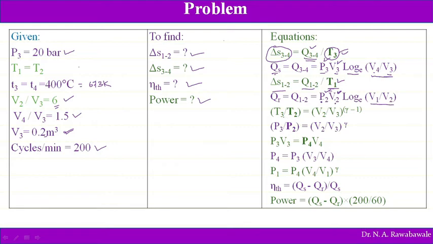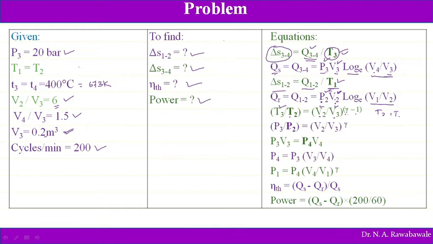From the PVT relations, T3 divided by T2 is equal to V2 divided by V3 to the power of gamma minus 1. From this we know T3, we know the V2 divided by V3 ratio, and the gamma value is known, so the temperature T2 can be obtained, and T2 is equal to T1. So we can substitute that here.